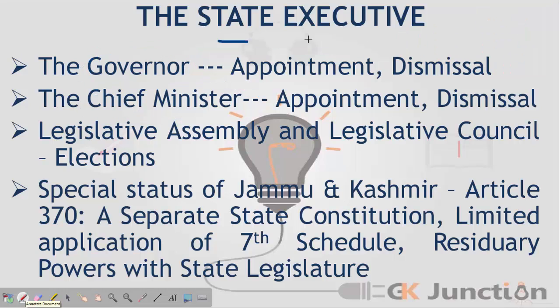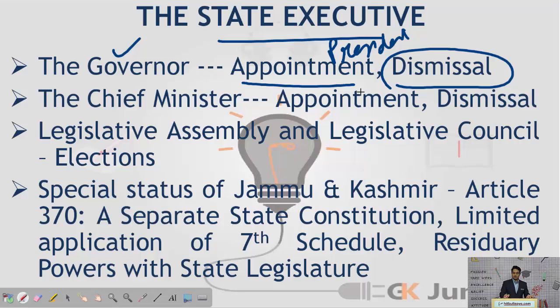Now the head of the state executive is the governor. He is appointed by the president, and there are no such conditions which are applicable to this. He can be removed anytime. There is no security of tenure for the governor. He can be dismissed by the central government, by the president, anytime. The chief minister is appointed by the governor. He is dismissed by the governor. There are certain constitutional discretions which are available with the governor in this case.